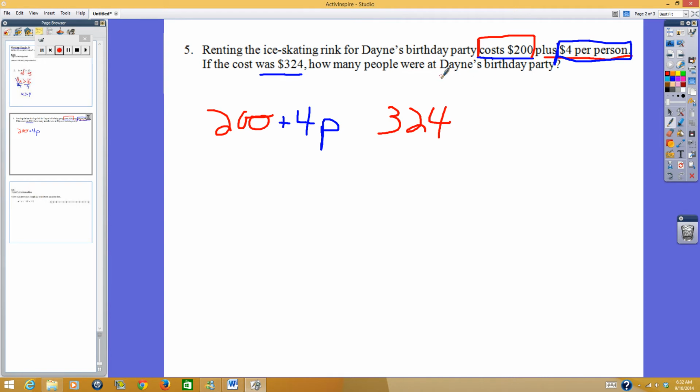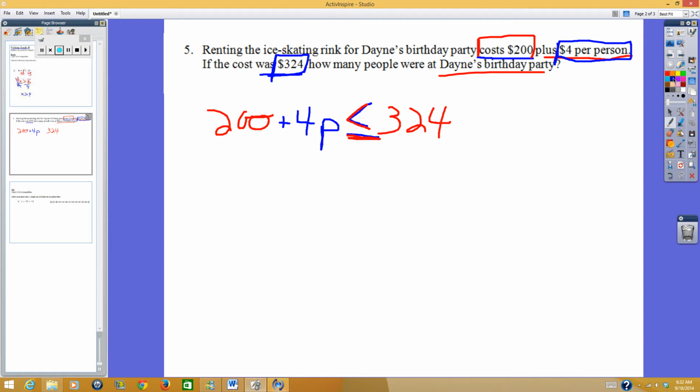It says how many people were at Dane's birthday party. So I know the cost cannot be greater than 324 because he can't afford that, right? It says that it costs $324. So I'm going to go with it could be less than $324 or equal to, because they're making it seem like it's okay if the cost was $324. So it could be equal to that. Could be equal to 324, but also there could have been less than that amount of people.